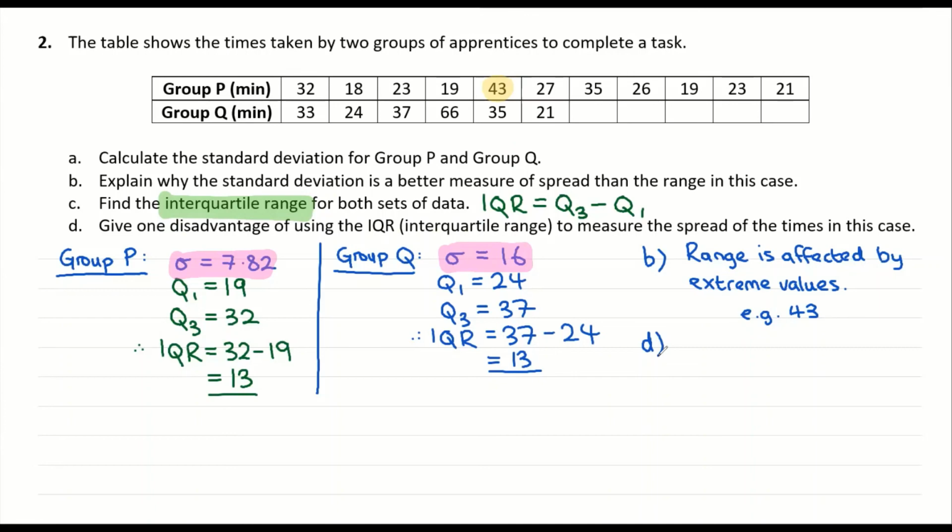But in this instance, there is a key factor which makes the interquartile range quite disadvantageous. And the problem is the fact that the first data set has far more values than the second data set. The second data set's interquartile range will be much less accurate than the data set for group P. So that's the problem. So we'll write that down and then we'll draw this lesson to a conclusion.